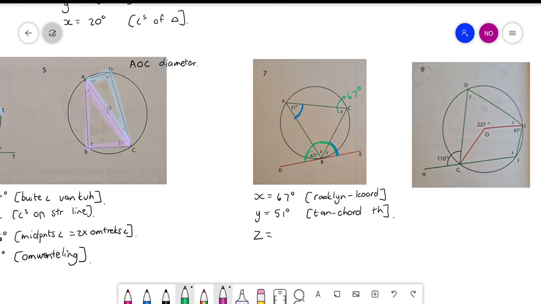And then if you have that one and that one, you can use angles on a straight line for y. It doesn't really matter. It would go to the same answer. 62, angles on straight line.